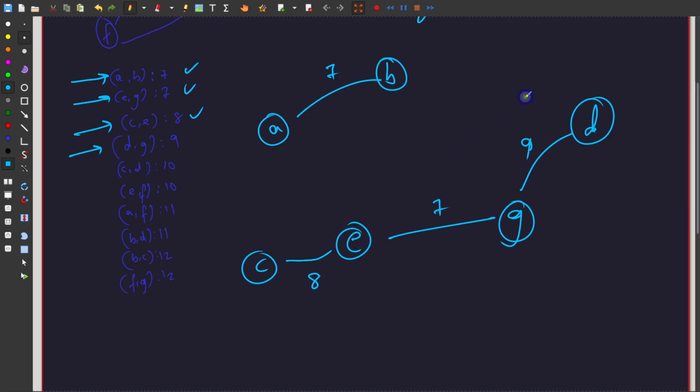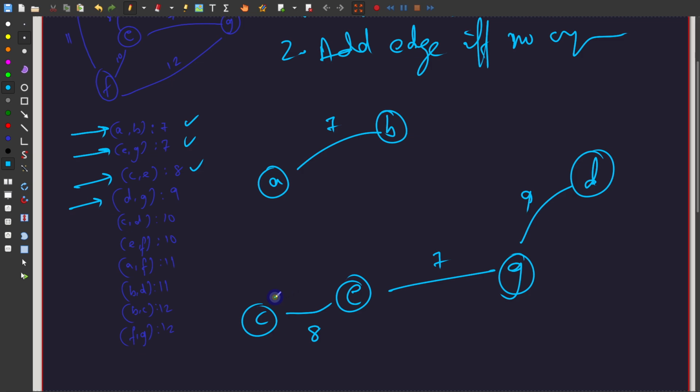Now next you have cd. So cd is over here. Now notice what happens if you add this. If you add this, it becomes a cycle. Therefore cd will not be accepted at all. We will move to the next one. Oh sorry, not dg, what am I talking about? cd is not an acceptable edge at all, because if you add cd, just as you noticed, it will end up in a cycle.